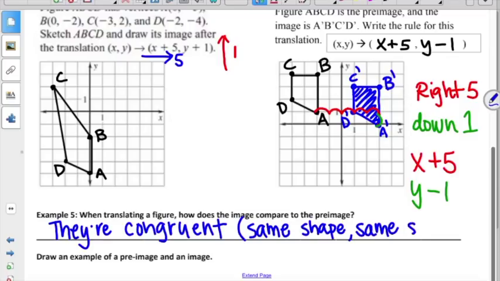At the very bottom, you're going to draw an example of a pre-image and an image, keeping in mind that they need to be congruent. You can put a coordinate plane down if you'd like. Just make sure you draw an image of some sort and then translate it to another spot on the coordinate plane and draw a congruent image. Go ahead and turn the page when you're done.